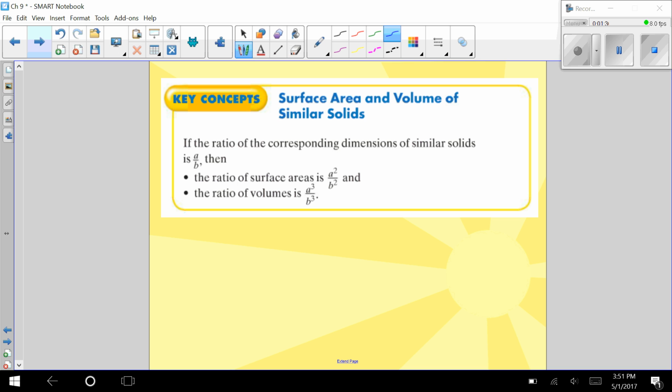Now the important new thing of today. If the ratio of corresponding dimensions of similar solids is a over b, then the ratio of surface areas is a squared over b squared, and the ratio of volumes is a cubed over b cubed. So let's try that.